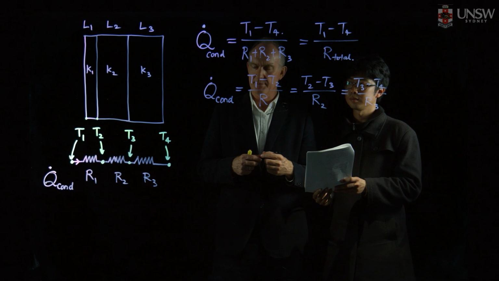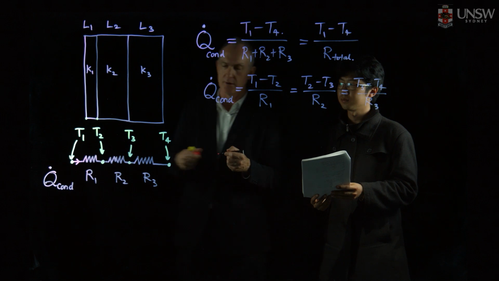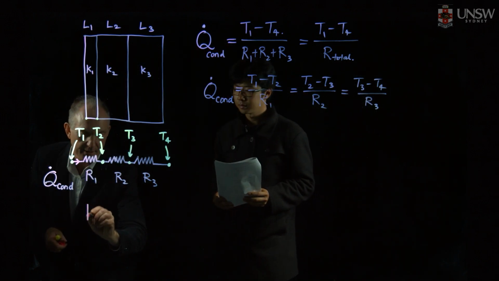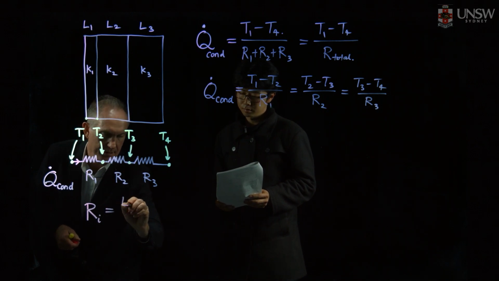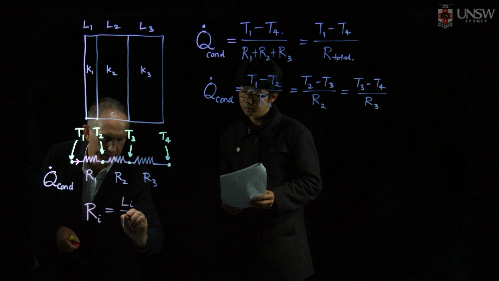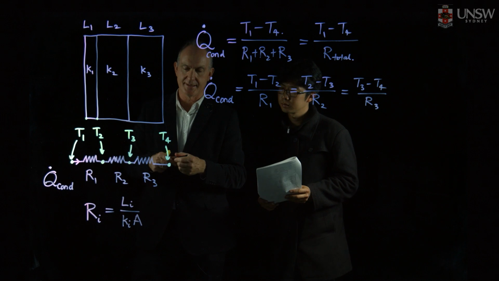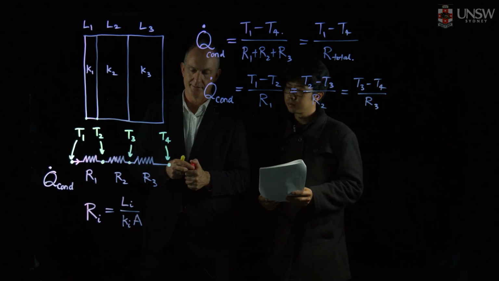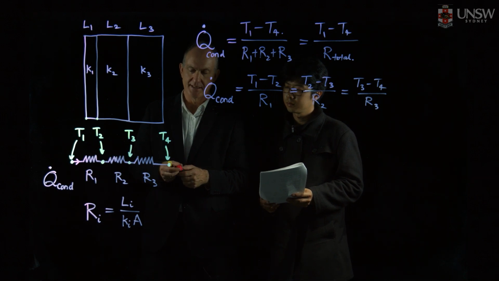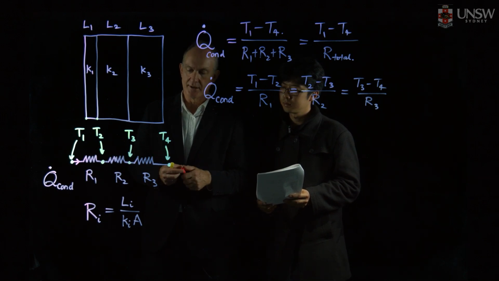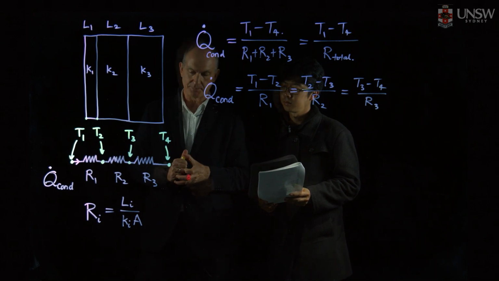Okay, so now something that we should have mentioned is, what is a thermal resistance? Well, if we come over here, that thermal resistance for each layer is given by that expression. What's the thickness of each layer? L. What's the thermal conductivity? K for each layer. L divided by K divided by the area of the wall that we're considering. So that gives us a thermal resistance.